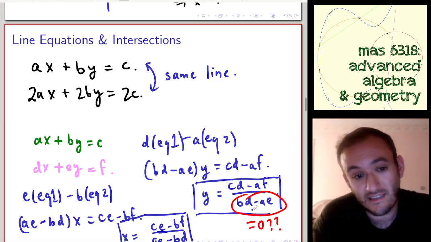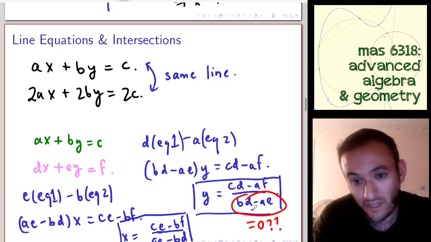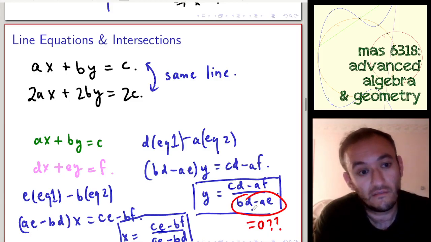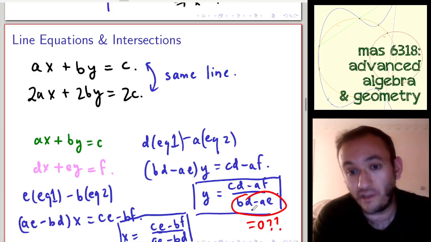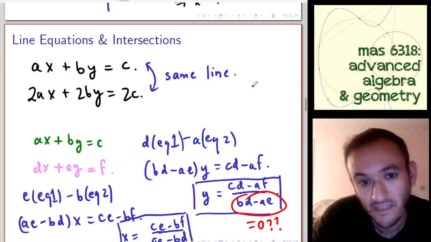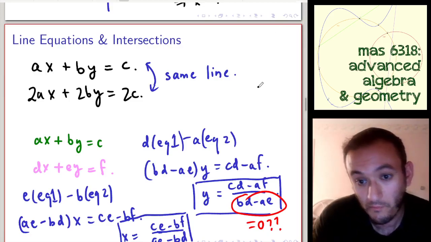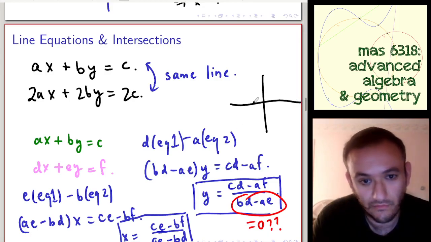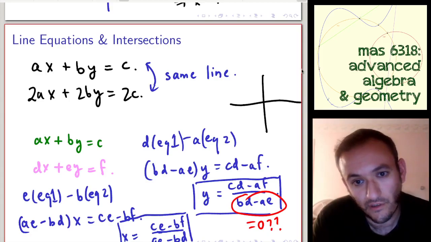So what this tells us is that in really general situations, when I have two lines, I can find a unique point of intersection (x, y) where both of those equations are satisfied. Okay, and that makes sense if you think about what most setups of lines look like.